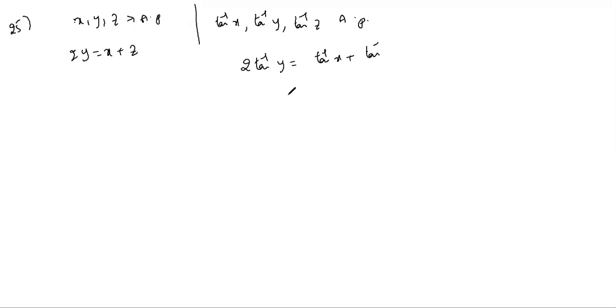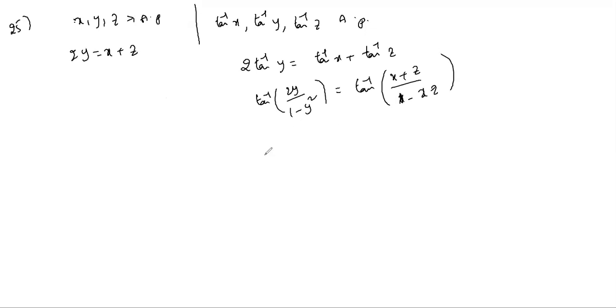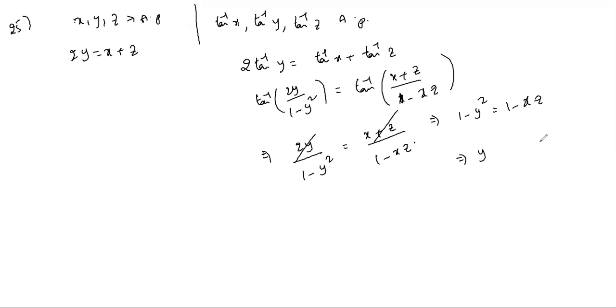So here we have to apply the inverse trigonometric properties. 2 tan inverse y is nothing but tan inverse 2y by 1 minus y square. Tan inverse x plus tan inverse z is tan inverse x plus z by 1 minus xz. So by removing tan inverse on both sides, 2y by 1 minus y square equals x plus z by 1 minus xz. 2y equals x plus z, so both will cancel, and this implies 1 minus y square equals 1 minus xz. This implies y square equals xz.